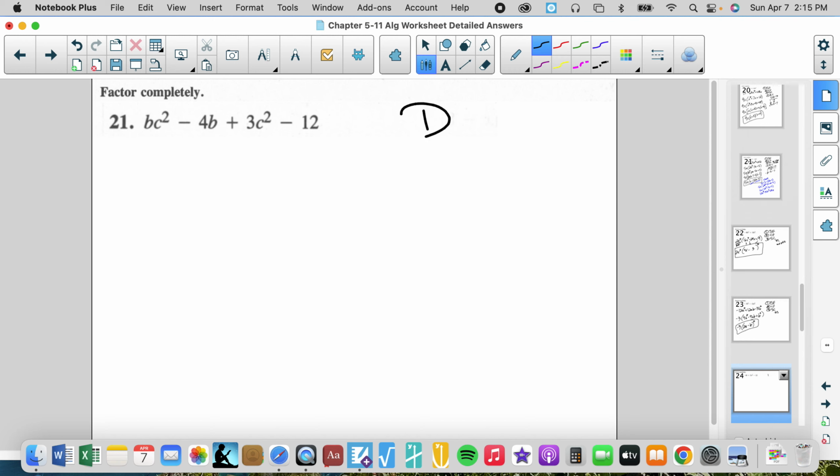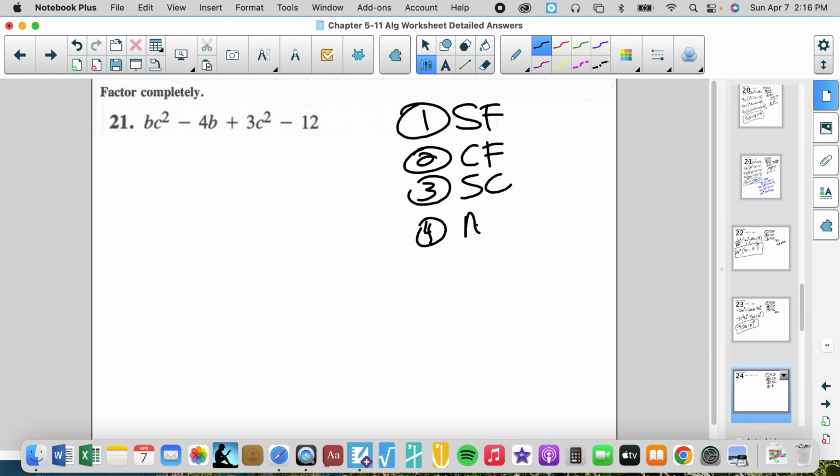Ooh, we have 4 terms. So first, standard form, you have b, c squared, b, c squared, and then a constant. So b and b are tied, so we're going to throw the c squared in first, so that's good. Is there a common factor? No. Is it a special case? No. Can we do a times c? No, a times c is with 3 terms.